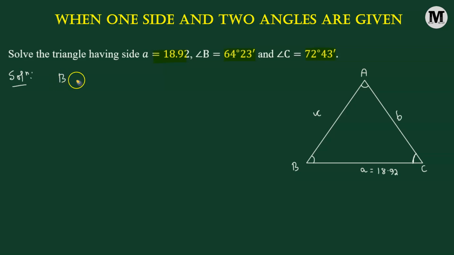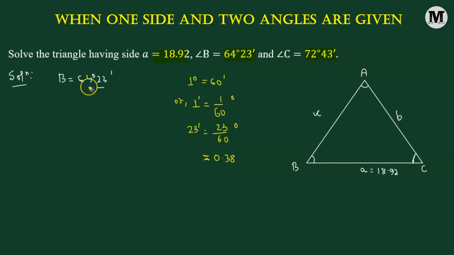So for angle B, we have 64 degrees and 23 minutes. First we're going to convert 23 minutes to degrees. To do this, we use the fact that for every 1 degree there are 60 minutes, which means that for every 1 minute that corresponds to 1 over 60 degrees. Now in our case we have 23 minutes, so that corresponds to 23 over 60 degrees. Now when we divide 23 by 60, that gives us approximately 0.38.